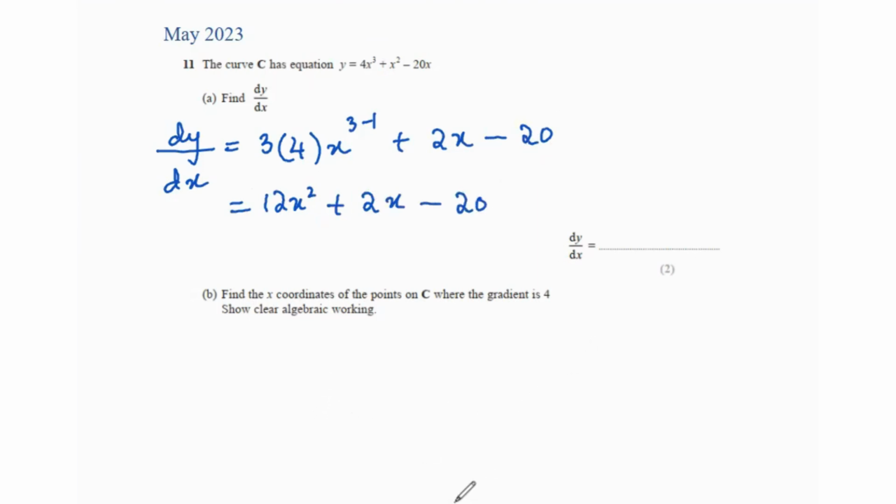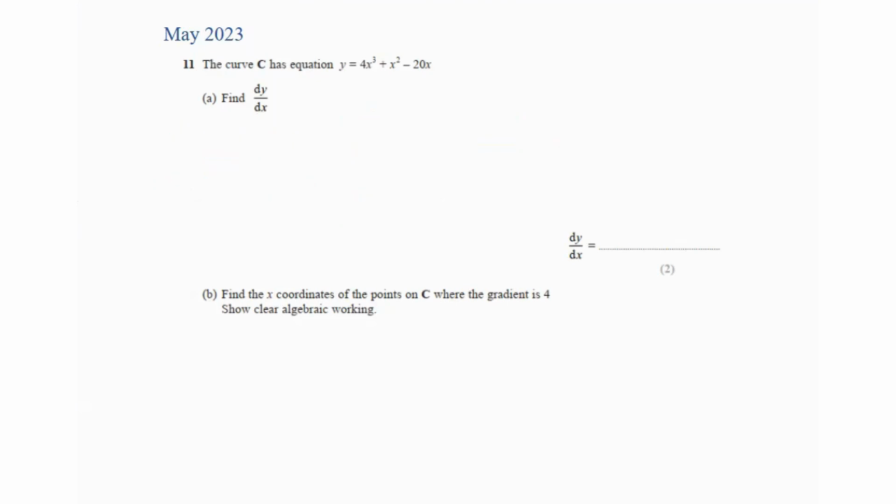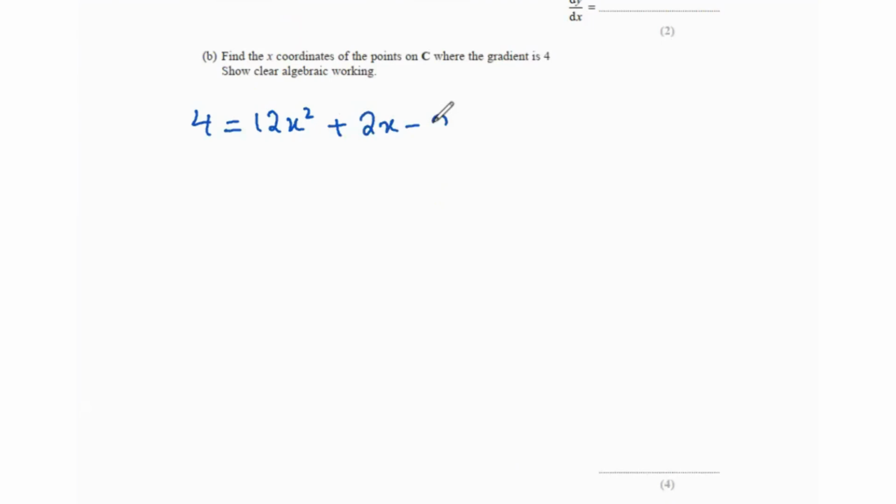Then find the x coordinates of the points on C where the gradient is 4. Once again, very basic. We just replace dy by dx with 4 because that's what the gradient is. And then we solve this quadratic equation. So 4 equals 12x squared plus 2x minus 20. Bring the 4 to the other side. So 12x squared plus 2x minus 24 equals 0.